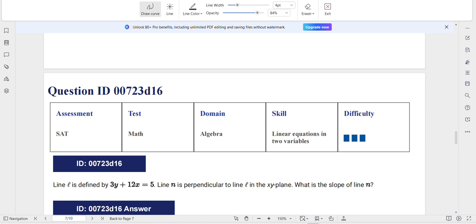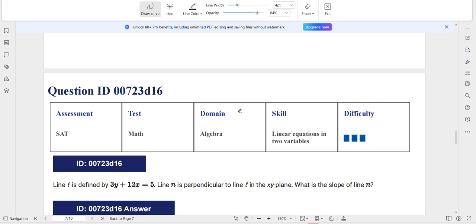This is a very important concept relating to perpendicular lines. This type of concept is tested frequently in the SAT. So let's see this question. The line L is defined by 3y plus 12x equals 5, and line N is perpendicular to this line. What is the slope of the new line N? Okay, so this is a very simple question, but it has a very good concept. We have to know the concept relating the slopes of perpendicular lines, and we have to know the formula and the relation. So let's get started.